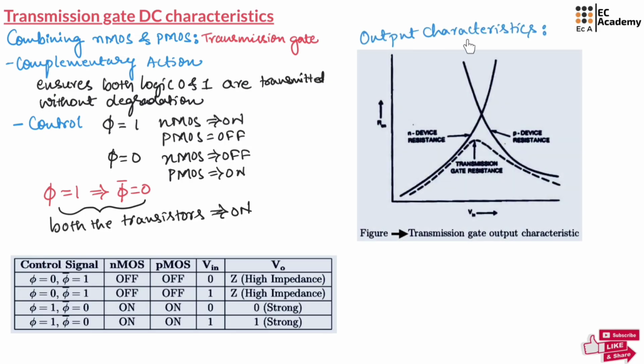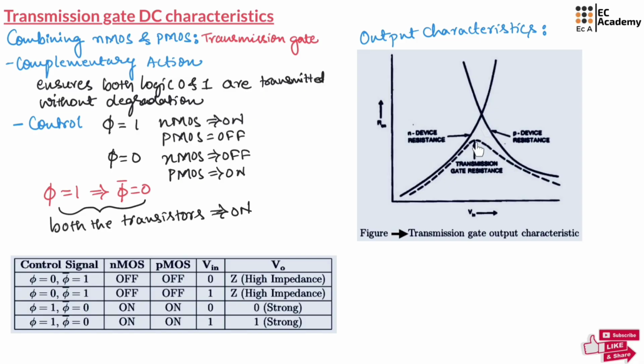Now let us understand the output characteristics of the transmission gate. As you can observe, as input increases, the NMOS device resistance increases and the resistance of PMOS will decrease. Hence we can say the resistance of the N device and the resistance of the P device will influence the transmission. Hence, the transmission gate resistance is a combination of both N device resistance and P device resistance that will ensure consistent voltage transfer across the transmission gate from 0 volt to VDD.